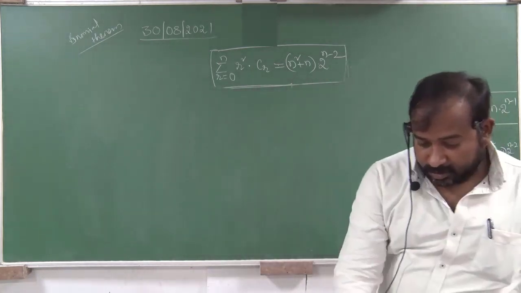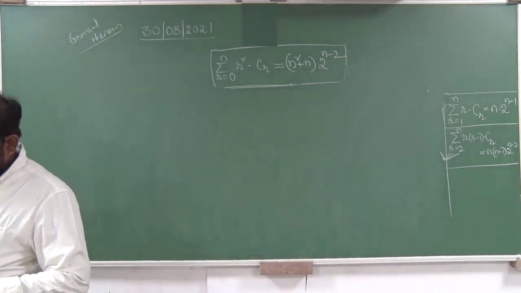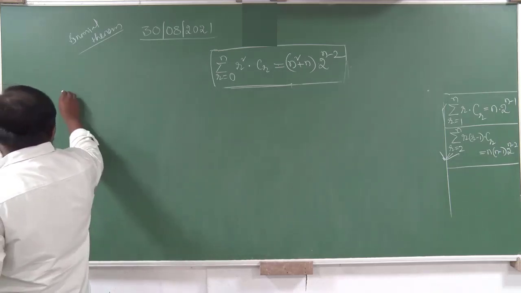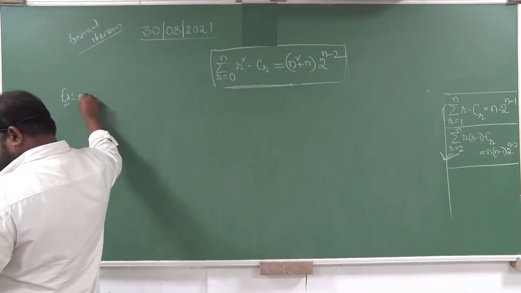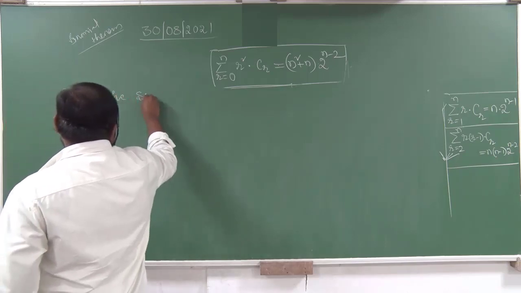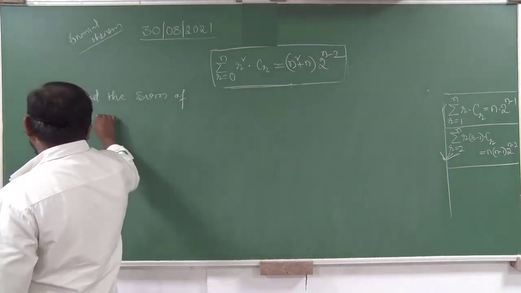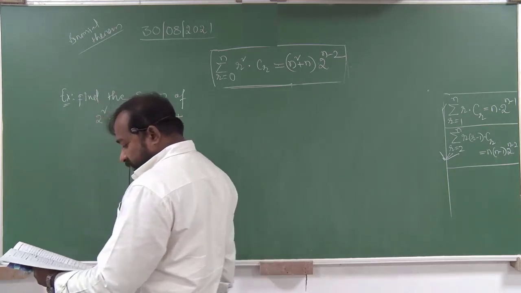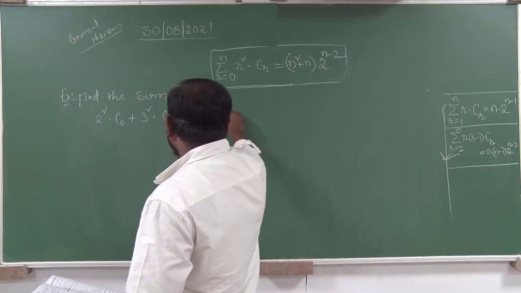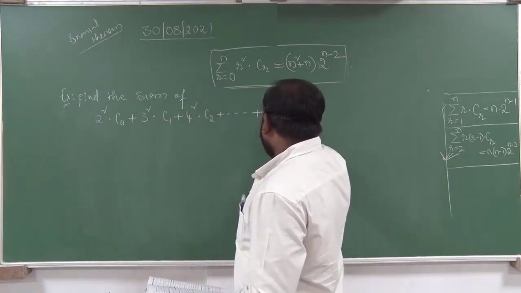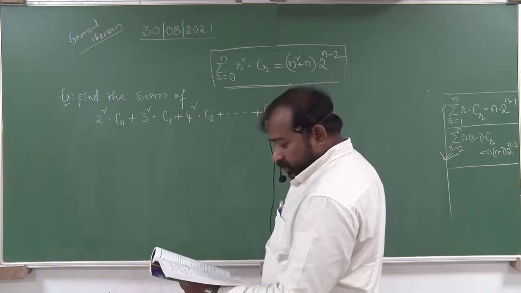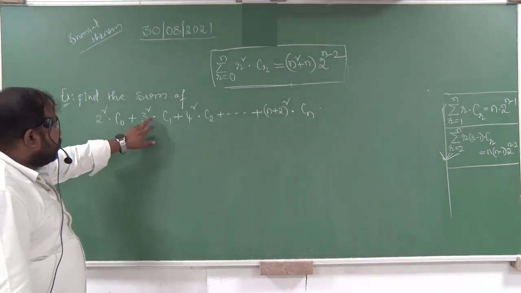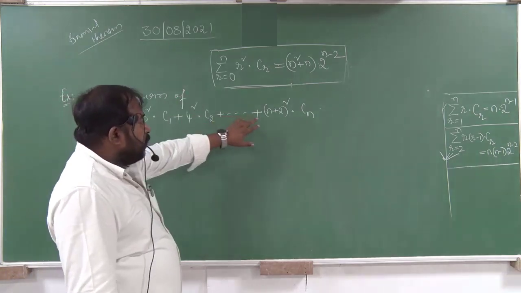Now, one more example they have given. Find the sum of 2 square into C naught plus 3 square into C1 plus 4 square into C2 plus and so on plus n plus 2 whole square into Cn. This is the question they have given.